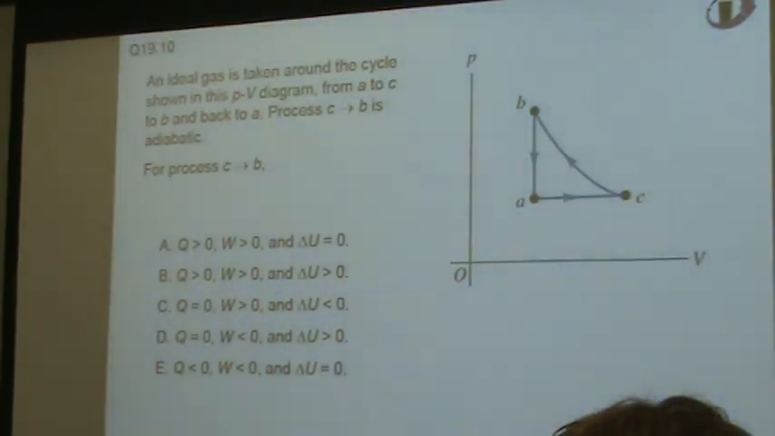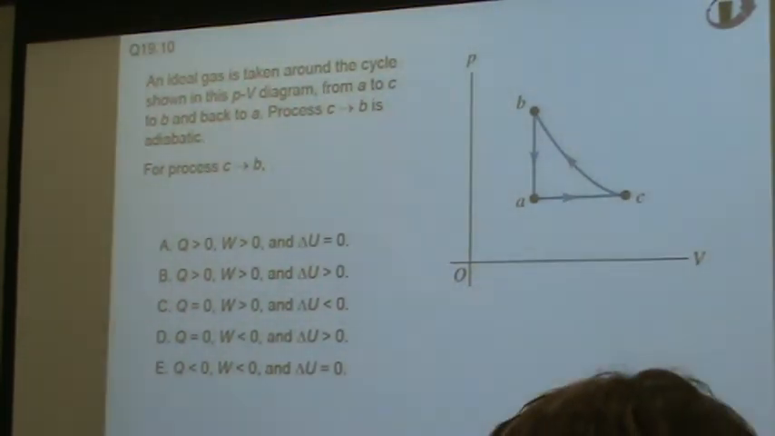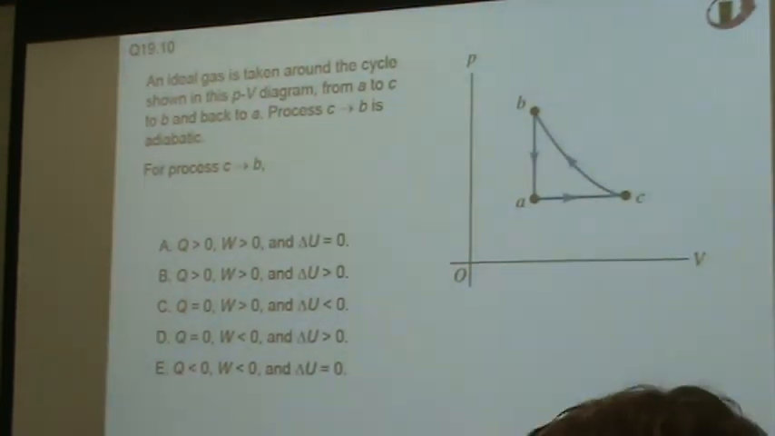All right, anybody need more time? Nope, okay, who thinks the answer is A? Who thinks the answer is B? Who thinks the answer is C? 2 votes. Who thinks the answer is D? 1, 2, 3, 4 votes. Who thinks the answer is E? Nobody, all right. So no clear consensus.